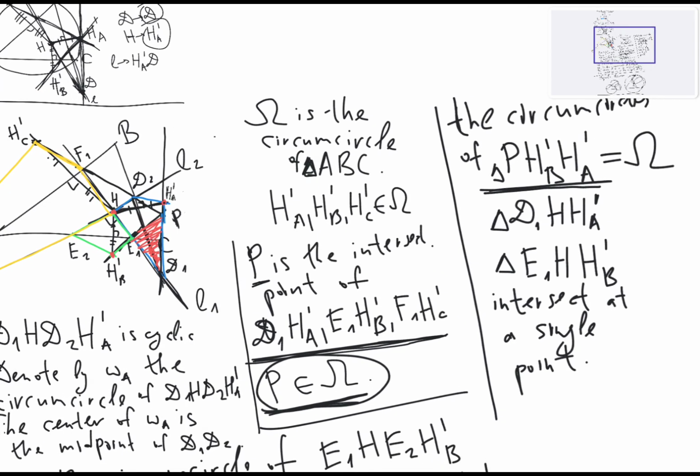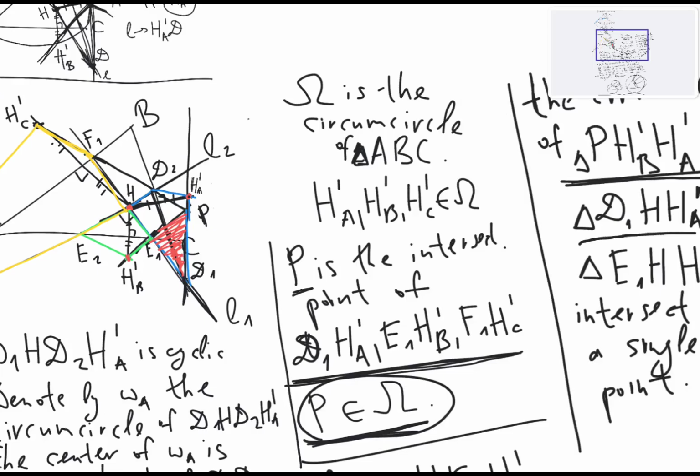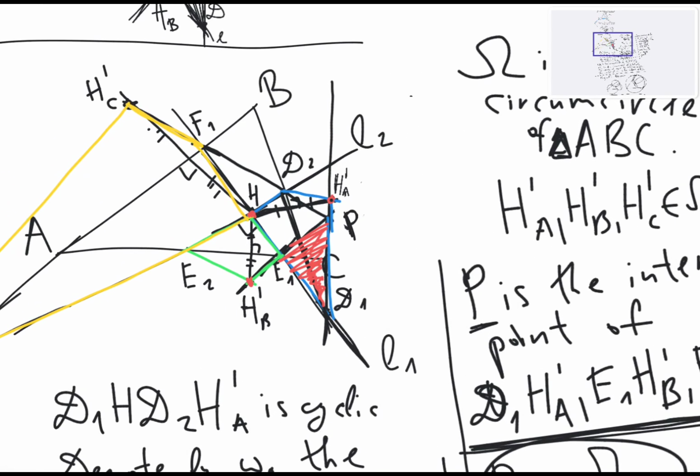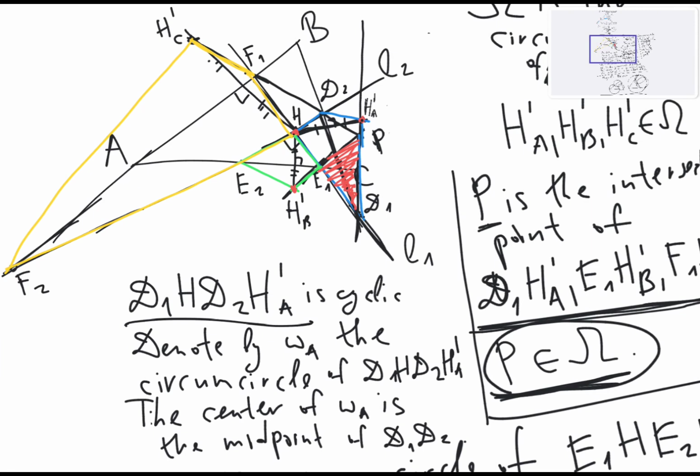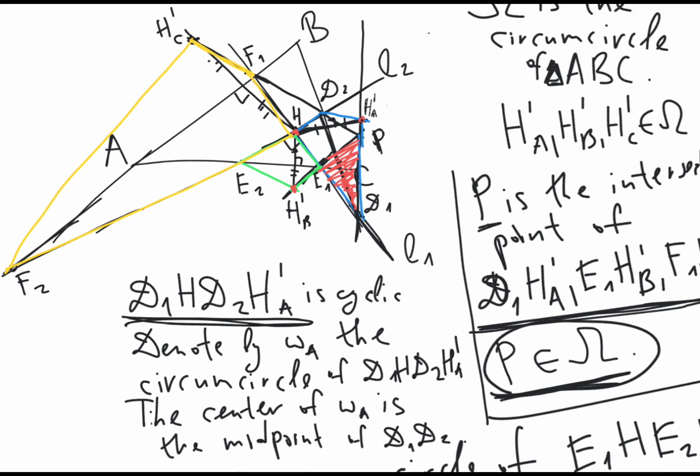Now the circumcircle of D1, H, HA prime. What is this? So these three points D1, H, HA prime lie in this quadrilateral, which we proved is cyclic, and so therefore the circumcircle of this triangle is the same as the circumcircle of this whole quadrilateral, which is omega 1, or omega A.